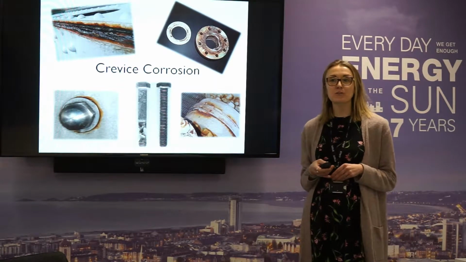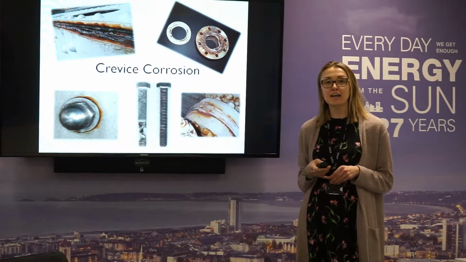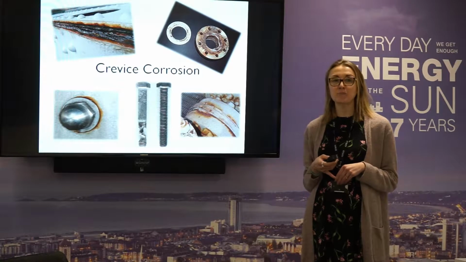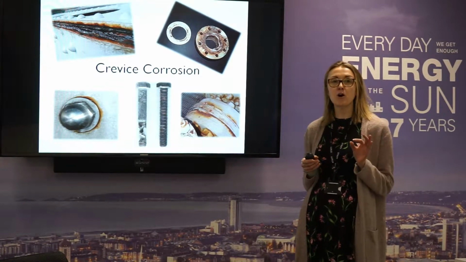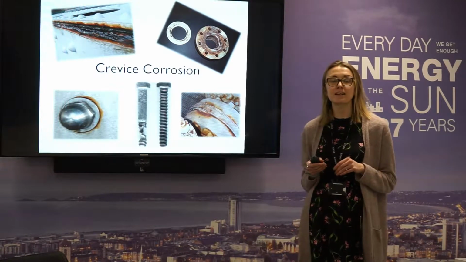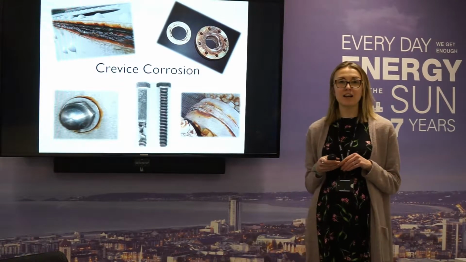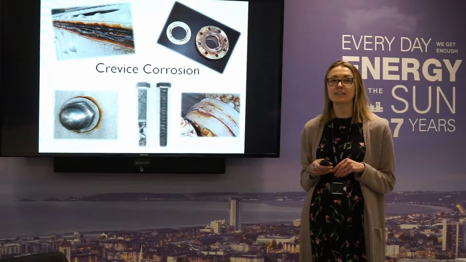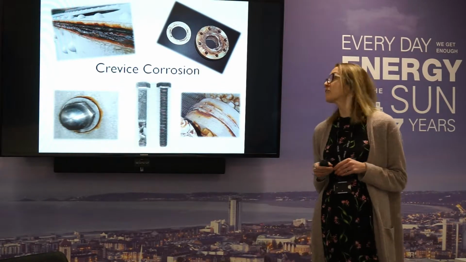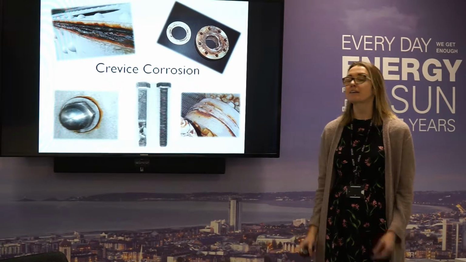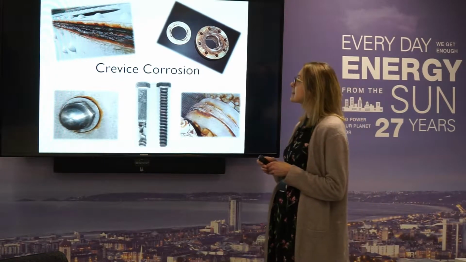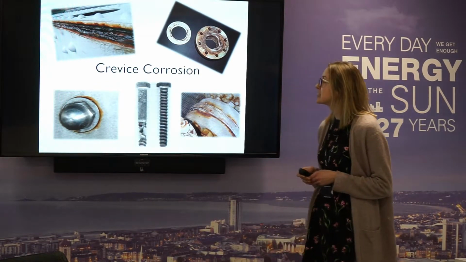Okay, so today we're going to talk about crevice corrosion, which is a localized type of corrosion which, as the name suggests, occurs in narrow openings, gaps, spaces or crevices where the electrolyte can ingress and stagnate. Crevice corrosion can occur between either two metals or a metal and a non-metal, and as we can see from this slide, it's a very widespread issue.